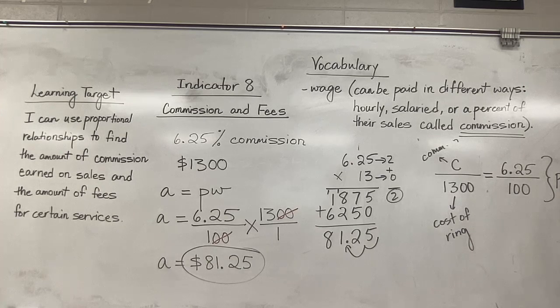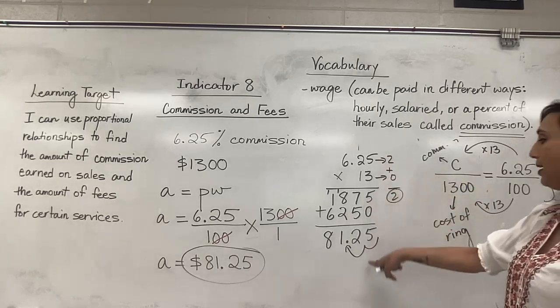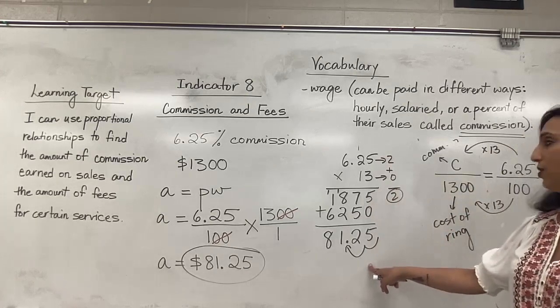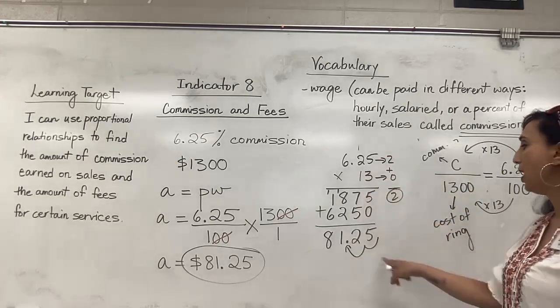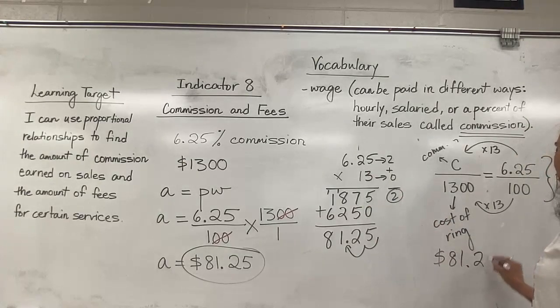And I know that 100 times 13 gives me 1300, right? So same way, whatever I do to the denominator, I do exactly the same thing to the numerator. So times 6 and 2500 times 13. So look, we end up at exactly the same thing. So when I do 6 and 2500 times 13, I am going to get $81.25.